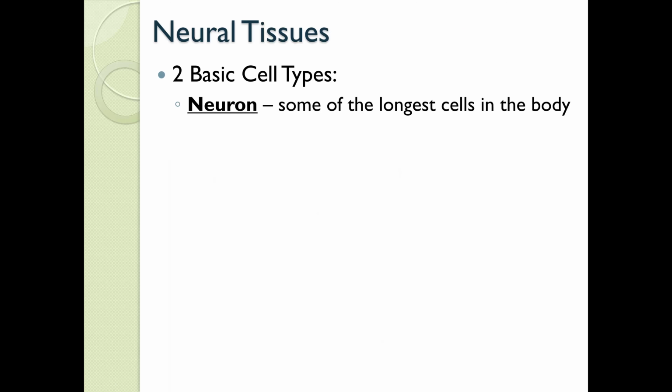So again, there are two basic cell types. You have the neurons, which are specialized for sending electrical signals. These are some of the longest cells in the body. You can have neurons 2 to 3 feet in length, so you can have some really long cells. Most neurons cannot divide, and they have a very limited ability for repair. The neurons in your peripheral nervous system, for example, the nerves in your hand and your arm, can repair a little bit better than the neurons in your central nervous system, like your brain and spinal cord.